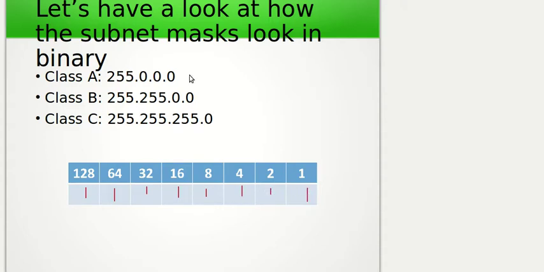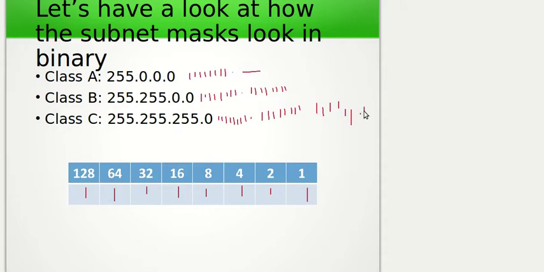As you can see, this in its binary equivalent will be eight ones, followed by 24 zeros. This would be eight ones, dot, eight ones, followed by 16 zeros, and this would be eight ones, dot, eight ones, dot, eight ones, followed by eight zeros.